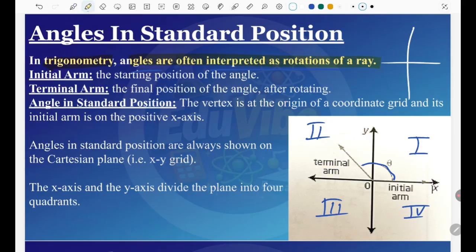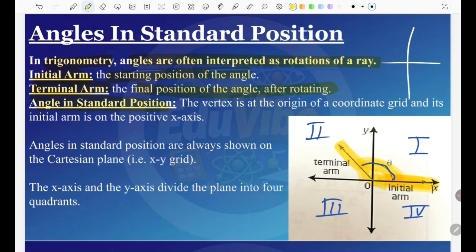Firstly, we have an initial arm. This is where the rotation starts. That is the initial arm, the starting position of the angle. Then we have a terminal arm, which is the final position of the angle. We can rotate by any degree of angle, and the line where it stops is called the terminal arm, the final position of the ray.